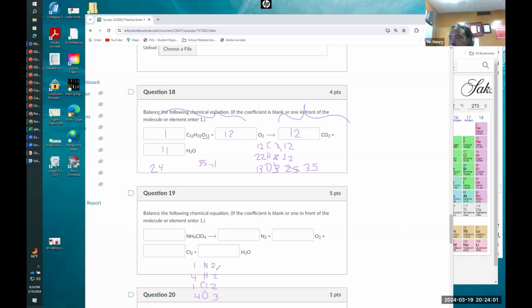Start with those nitrogens. How many nitrogens do I have on my product side? And how many do I have on my reactant side? And what can I do to make them balanced? You can multiply by 2. Okay, so I'm going to put a 2 in front of my compound. So then that tells me I have 2 nitrogens. Now, how many hydrogens do I have? 8. That's right. 2 times 4 is 8.